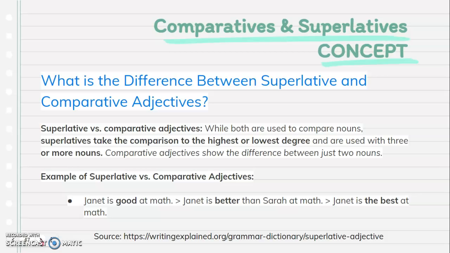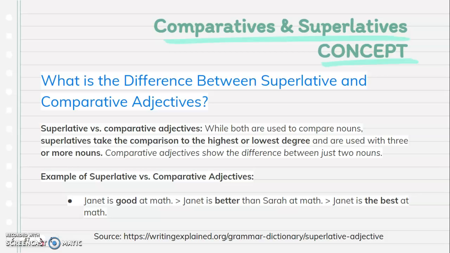And when we use superlative adjectives, we want to know the top or the bottom in a group. When we use comparative adjectives, we only compare two things. When we use superlative adjectives, we compare a minimum of three things.